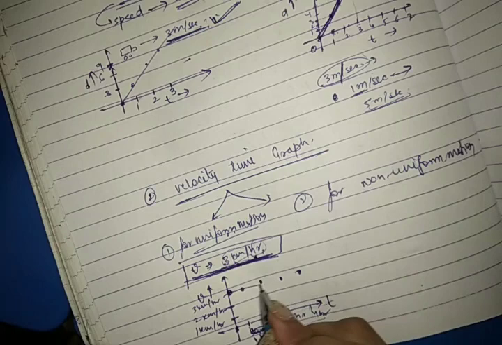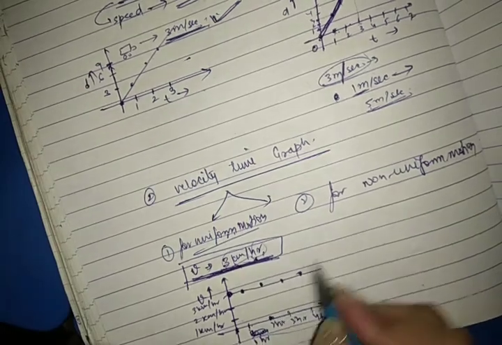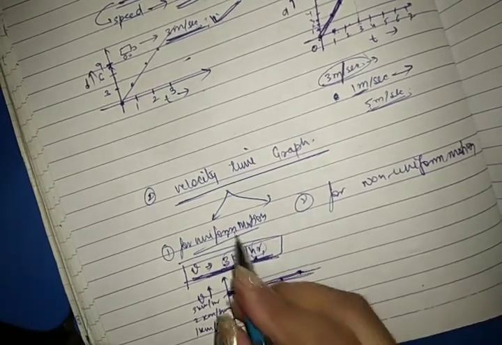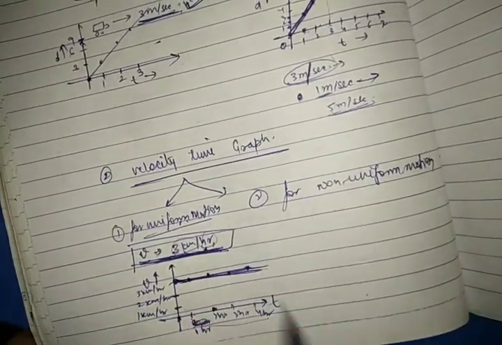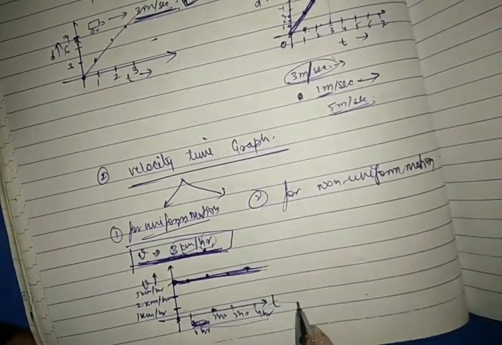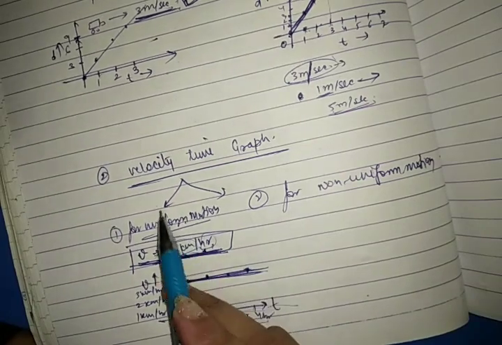That's why we get a graph like this. So this is the velocity time graph in case of uniform motion. So we get a straight line parallel to time axis in case of uniform motion when we draw the velocity time graph.